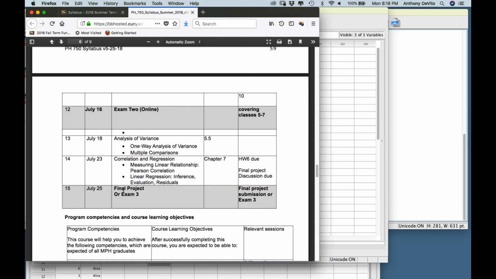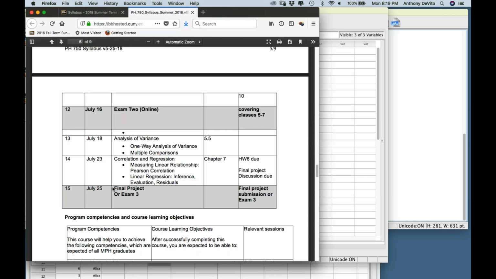The end of the semester is like 3 weeks away. It seems funny to say that, right? The final project or exam, which I actually posted earlier, will be due by July 25th. And what I'll do is move the chi-square into that. So instead of analysis of variance, that'll be pushed up before exam 2. Then chi-square will be pushed down for after exam 2. So exam 3 will include chi-square and correlation and regression, right?